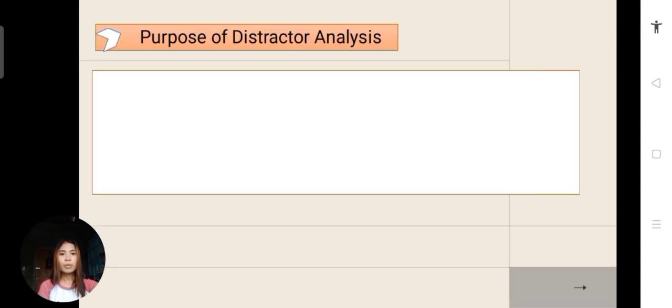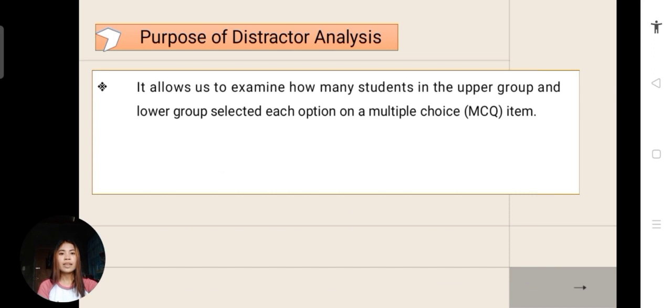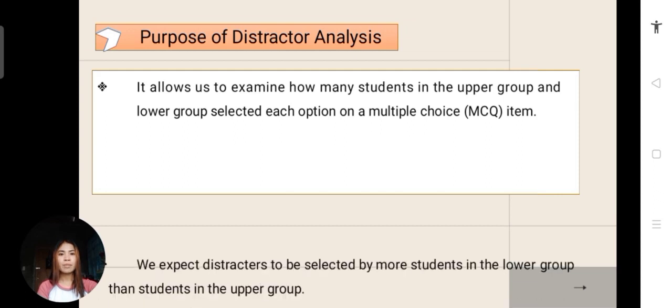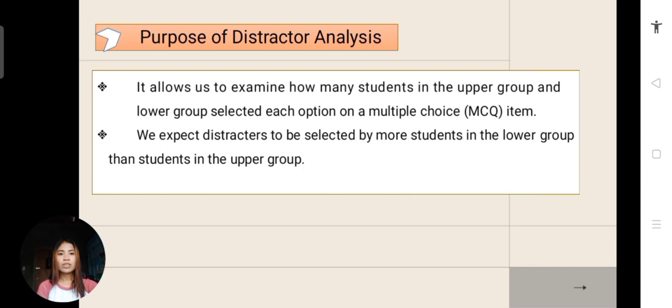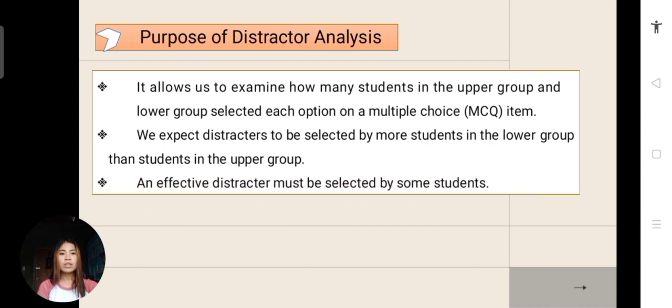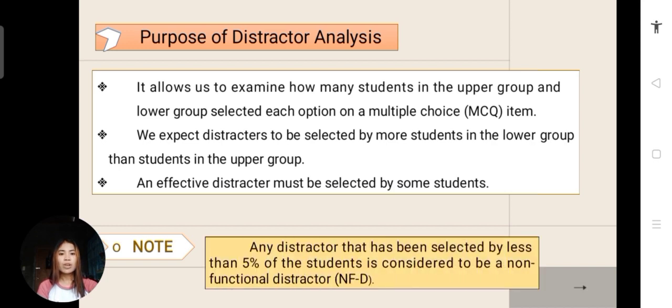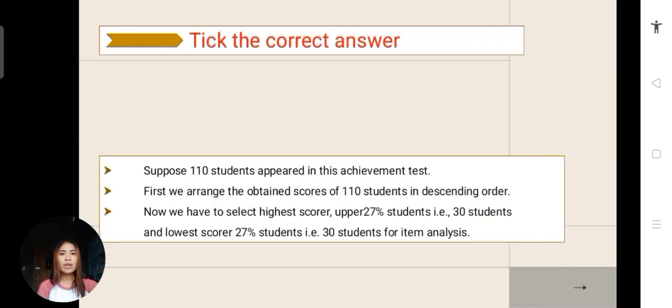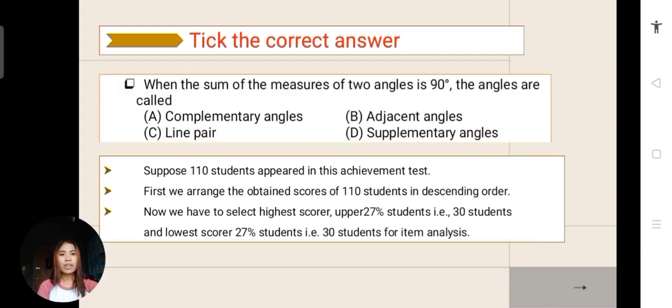So, here are the purposes of distractor analysis. First, it allows us to examine how many students in the upper group and the lower group selected each option in a multiple choice item. Second, we expect distractors to be selected by more students in the lower group than students in the upper group. And lastly, an effective distractor must be selected by some students. So note that any distractor that has been selected by less than 5% of the students is considered to be a non-functional distractor.